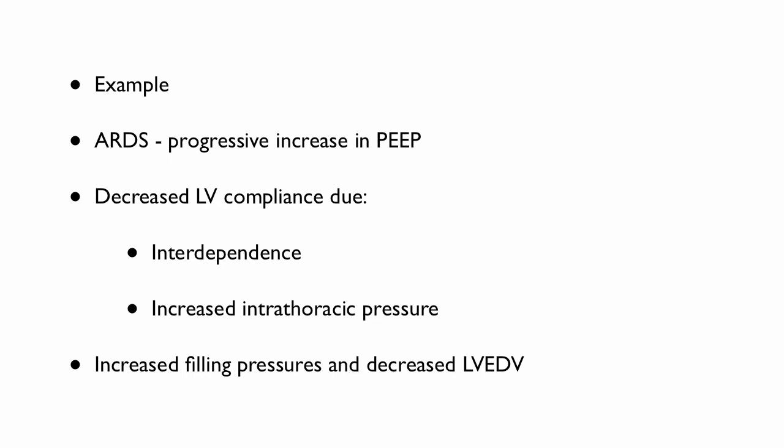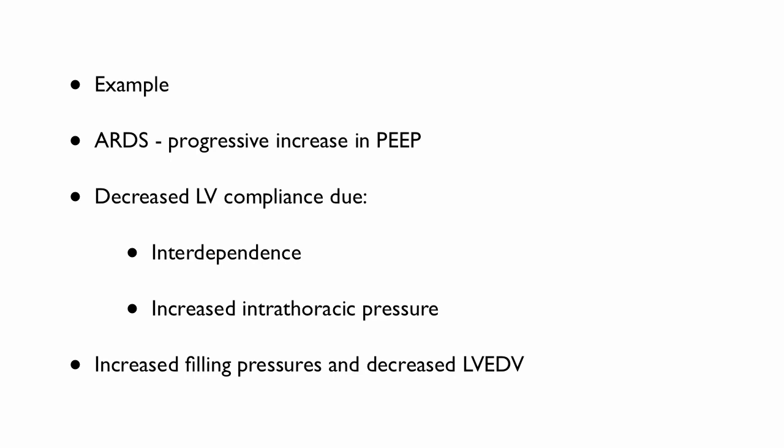Another example that highlights the problems is in patients with ARDS. If you're progressively increasing their PEEP to try and maintain their oxygenation, then you're going to get decreased left ventricular compliance due to the two mechanisms we talked about, both the interdependence, because that high PEEP, high pulmonary vascular resistance, the right ventricle dilating and the septal shift towards the left is going to decrease your left ventricular compliance.